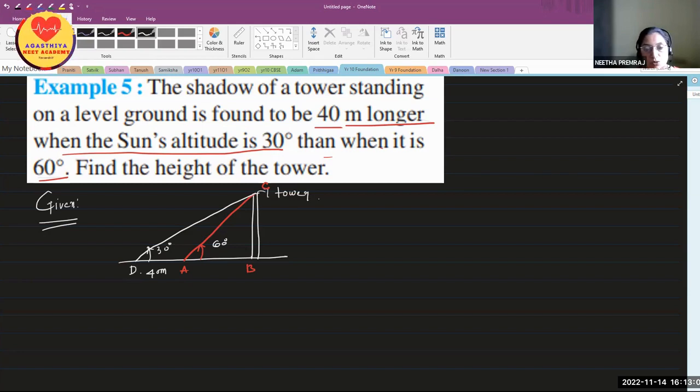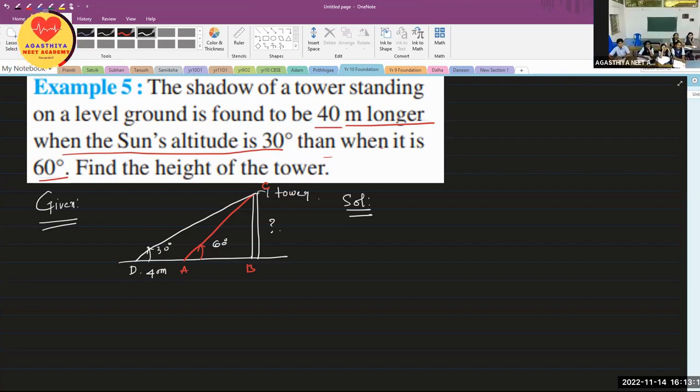Now the question is, you have to find the height of the tower. Okay, let's see how we do that. I take one triangle. Guys, can you understand the question? Or do I need to explain? Yes. Okay, that's fine. Now I take one triangle.